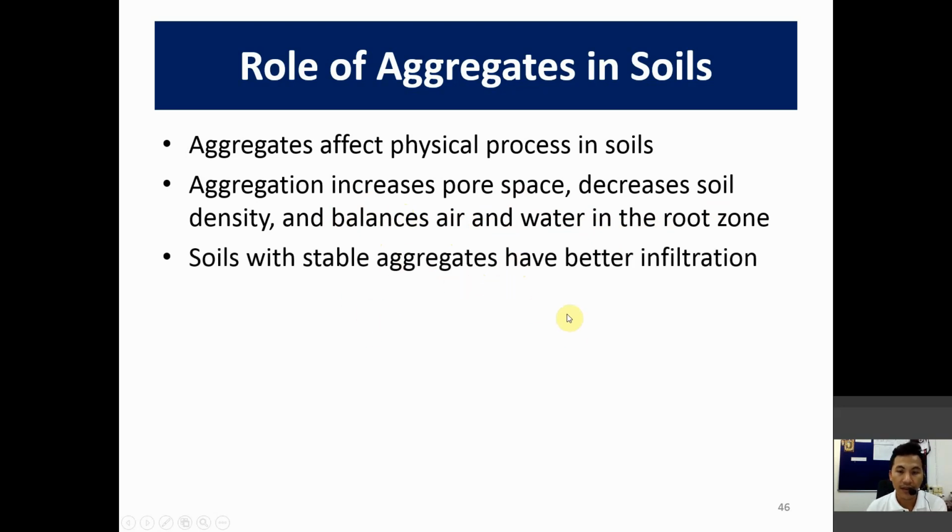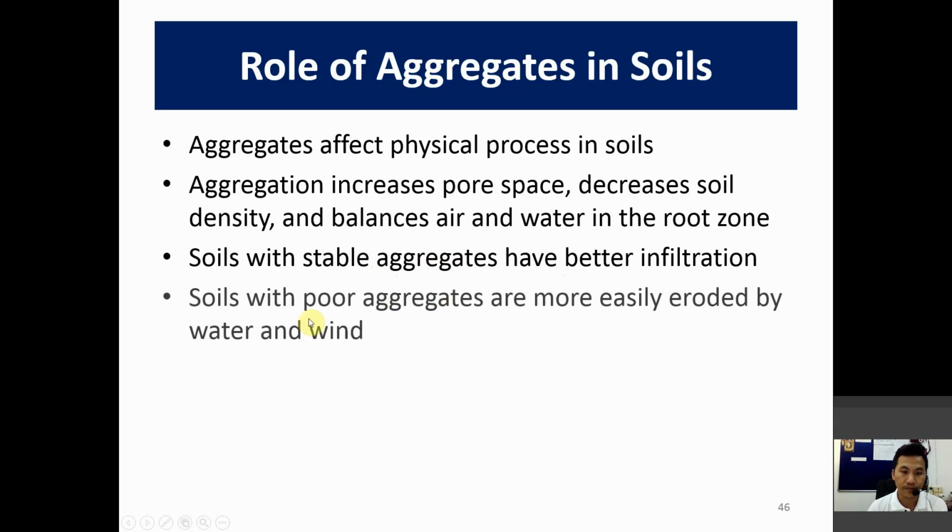Soils with stable aggregates have better infiltration. That happens because the aggregates have a wide range of pore sizes, and once the large pores connect to each other, that gives a really good pathway for water to get through the soil surface. This is good because if you have heavy rain going through the soil surface but you don't have stable aggregates, then you tend to lose soil to water, and runoff will happen.